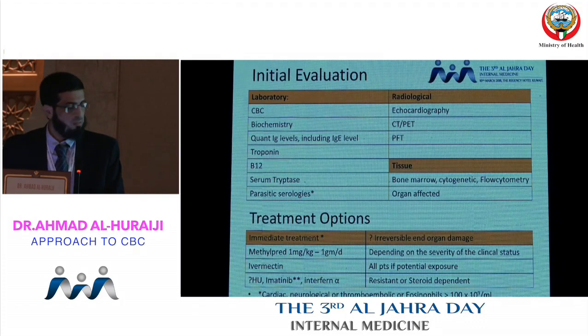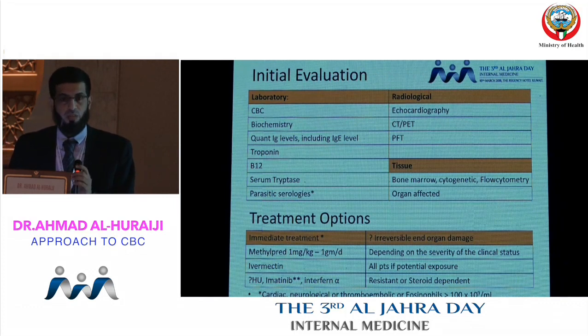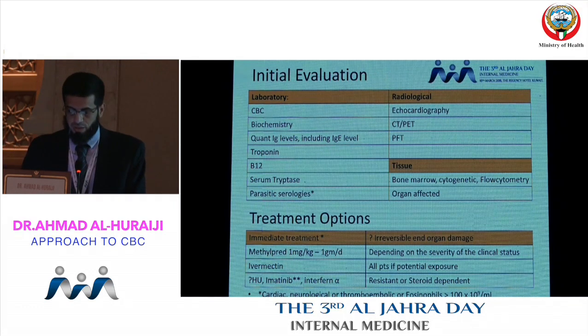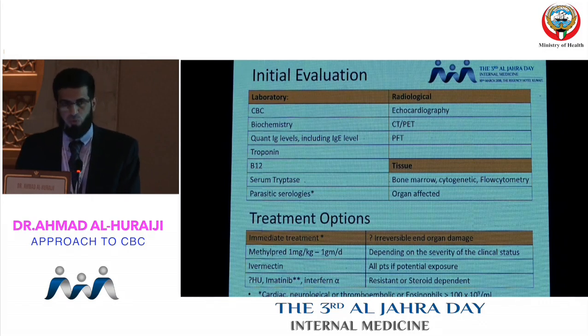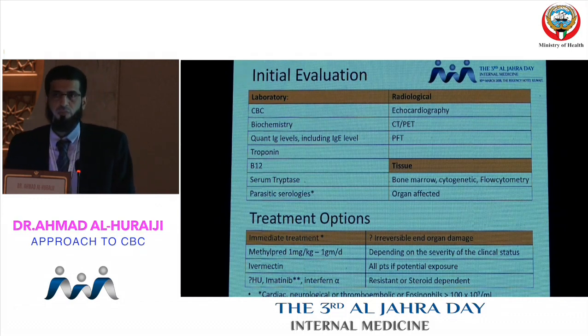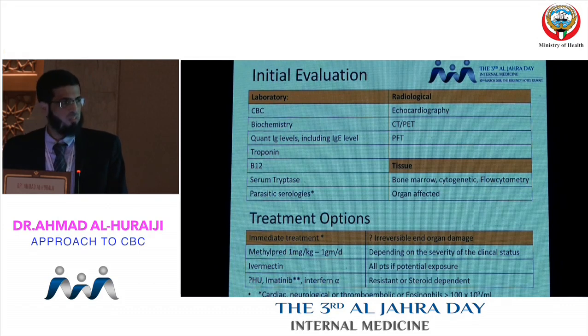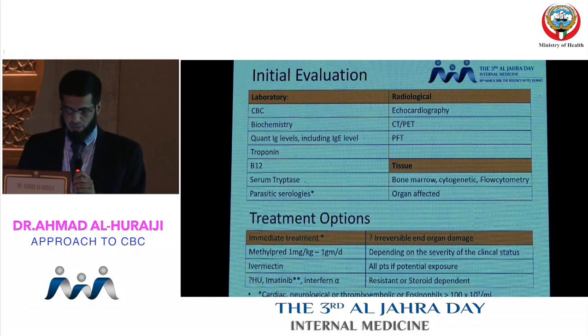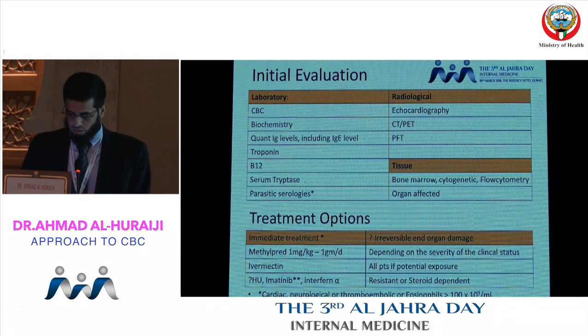So the initial evaluation includes CBC, biochemistry, quantitation of the IgE level, troponin for cardiac involvement, B12 and tryptase, usually elevated in patients with a truly hematological problem, parasitic serology in patients who had a previous exposure to parasitic infection, echo sometimes, CT and PET scan looking for lymphomas or other malignancies, PFT if they have respiratory symptoms, and tissue diagnosis is essential by bone marrow biopsy, cytogenetics, and flow cytometry, or we go to the organ that is affected, like lungs, esophagus, or skin.